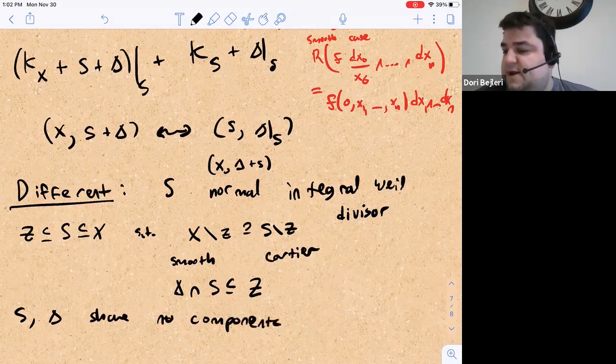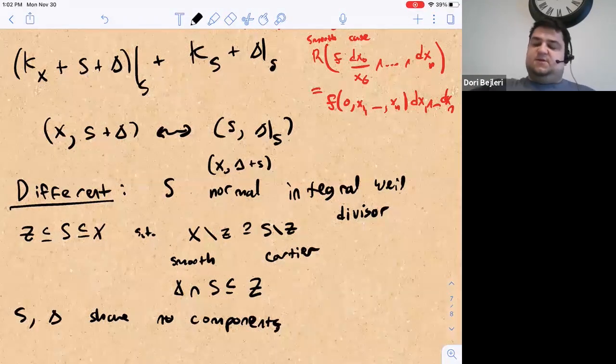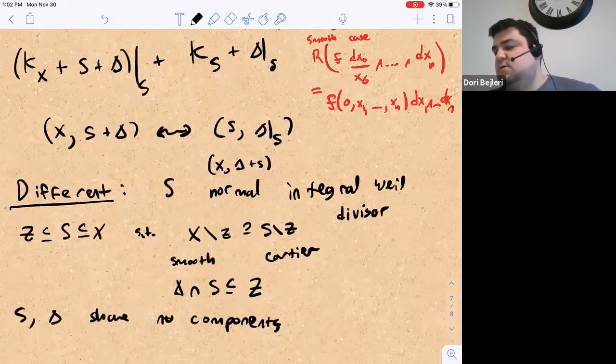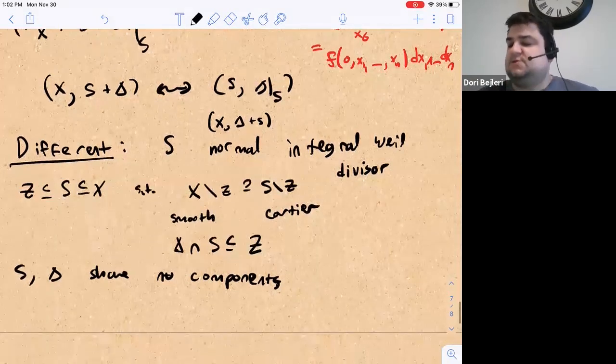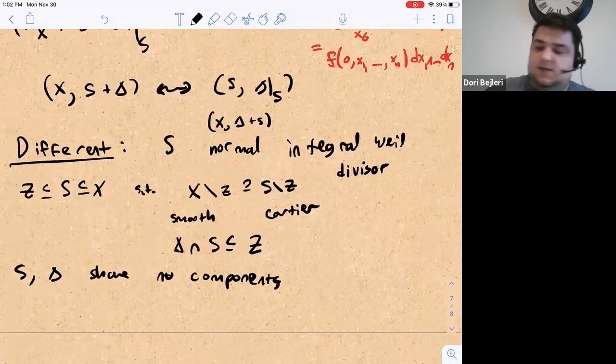Of course, this is important anytime we want to restrict one divisor to a different divisor. If they share components, then things can go wild because there's going to be some self-intersection. So we want to assume everything doesn't share components so that we can control the intersections. Okay, so we're in this situation. We pick the subset Z.